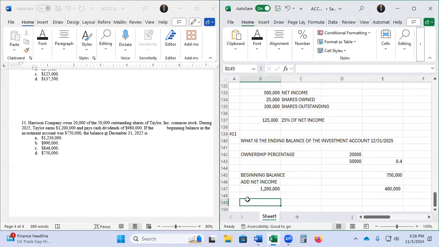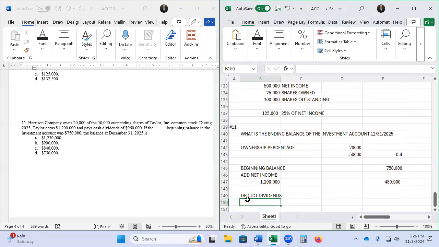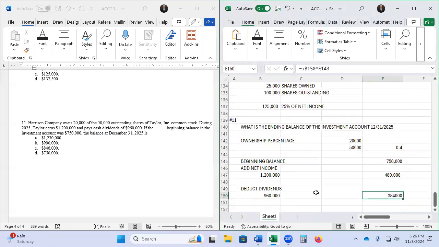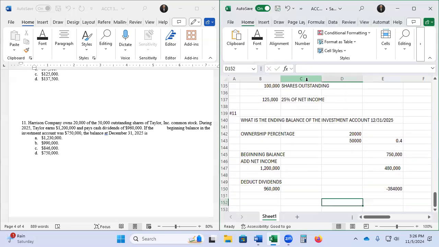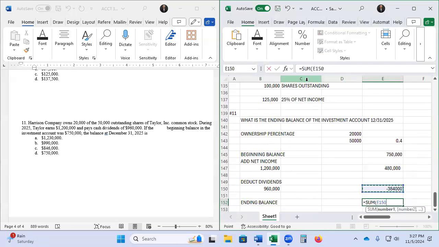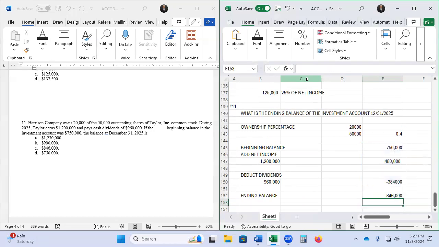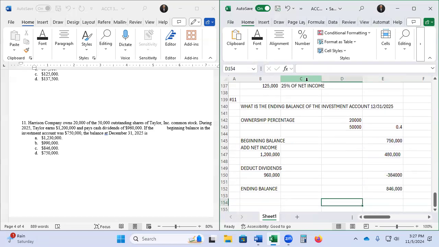And then we deduct the dividends. And so the dividends are 960,000. And that's 384,000. And so our ending balance is 846,000, or letter C.